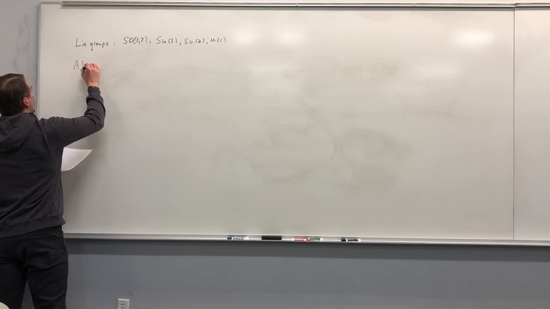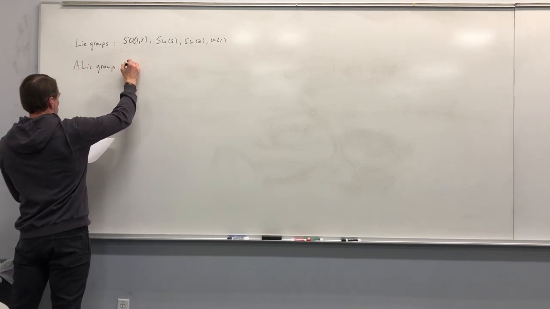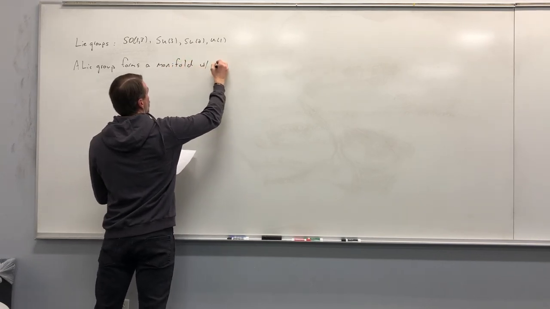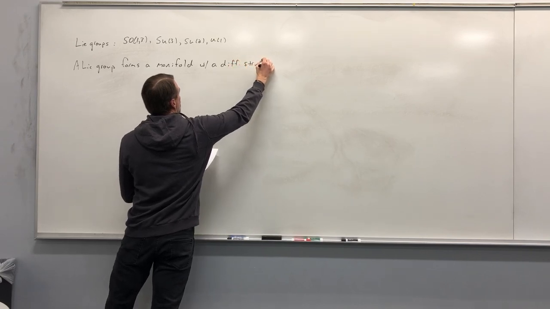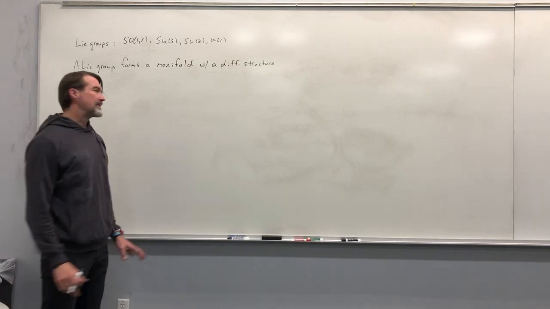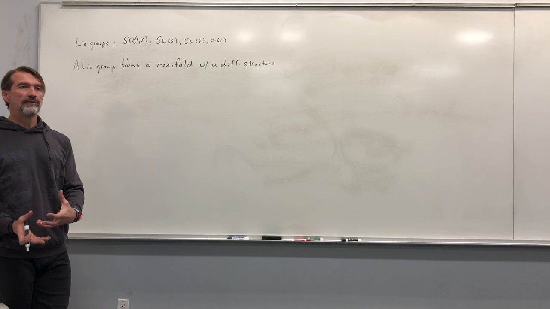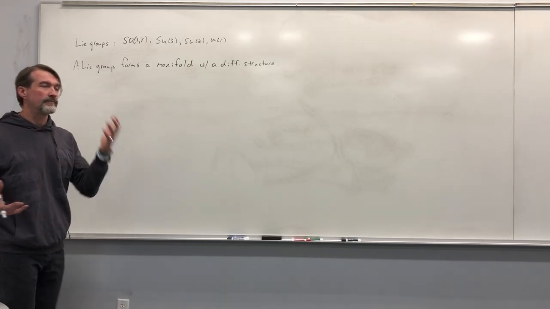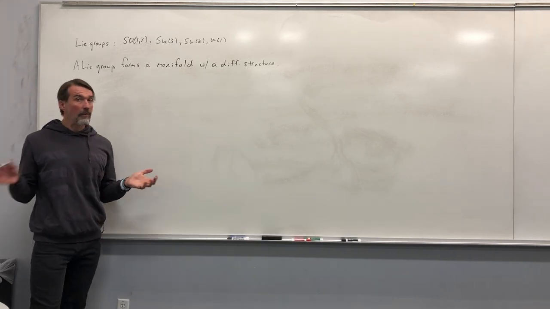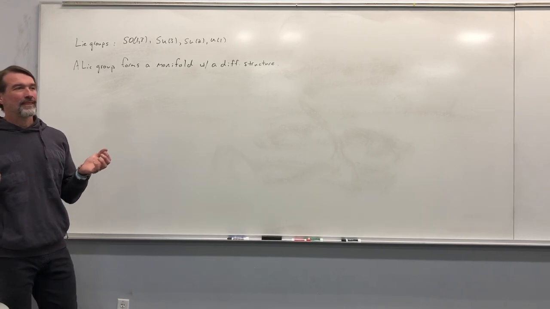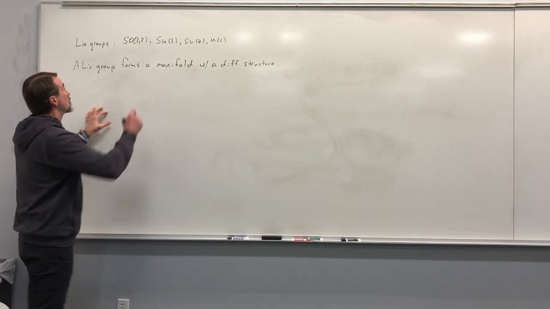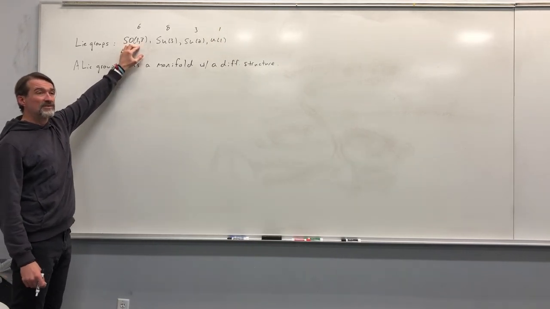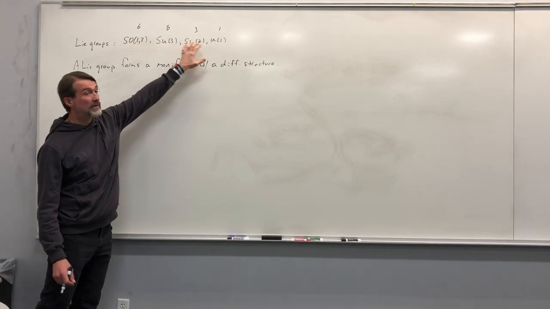Technically, a Lie group forms a manifold with a differentiable structure. What that essentially means is if I take the set of transformations in the group, any of these, it forms a space. Okay? Now what's the dimensionality of that space? What do you think? It's the number of free parameters. Remember, these have 6, 8, 3, and 1 free parameters. So this group is actually going to form a 6-dimensional space. This one's going to form an 8-dimensional space, 3 and 1.